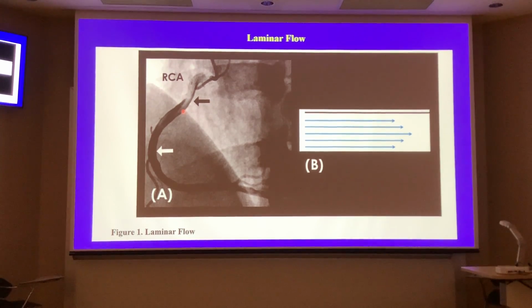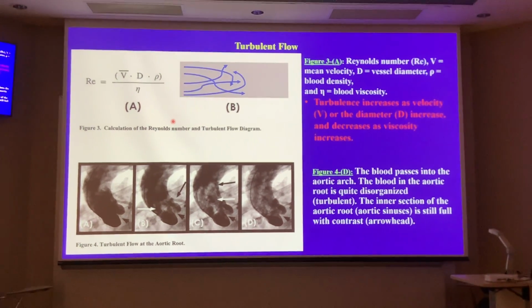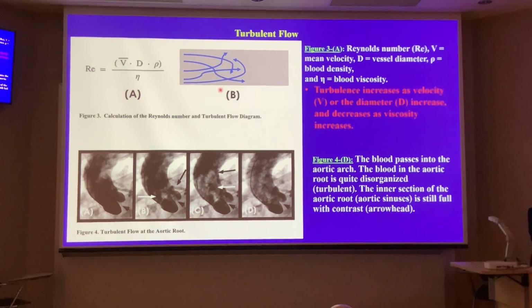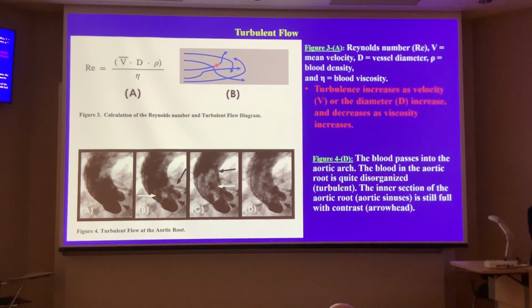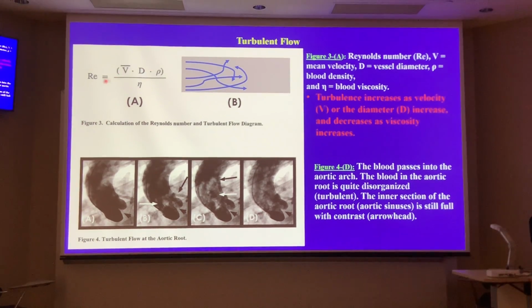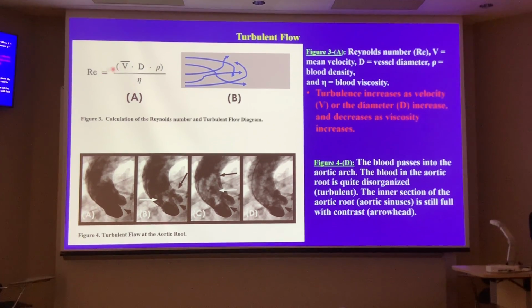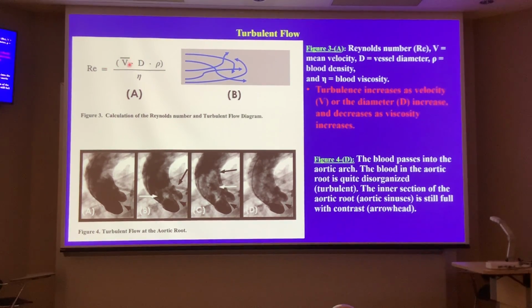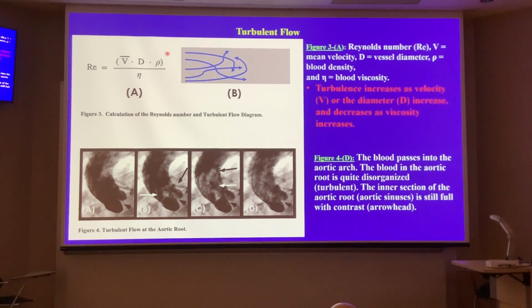For the next one, the turbulent flow. The definition is very disorganized flow, and we can apply a physics equation here. We call this the Reynolds number, which represents turbulence, and the Reynolds number equals V times D times P divided by the viscosity.